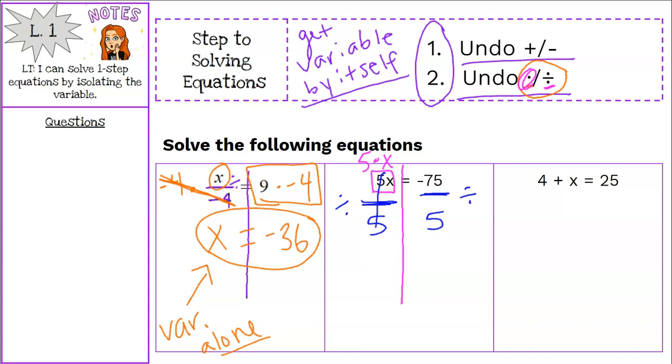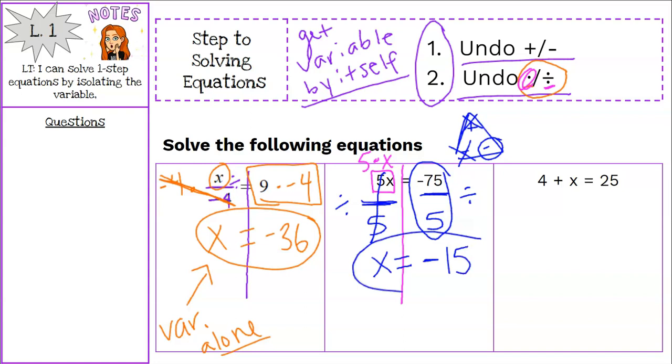5 divided by 5 cancels out, leaving us with just x equals, and then we just have to figure out what's negative 75 divided by 5. First off, negative divided by positive is a negative. Remember our little triangle, positive, negative, negative. A negative divided by a positive is a negative. 75 divided by 5 would be 15. Since our variable is by itself, that is our final answer.